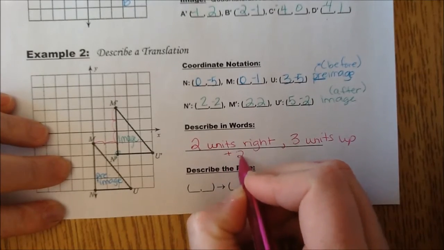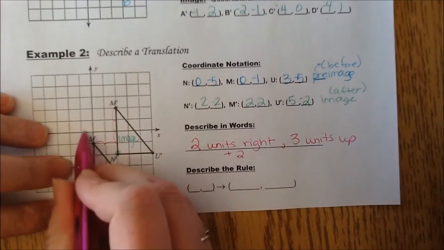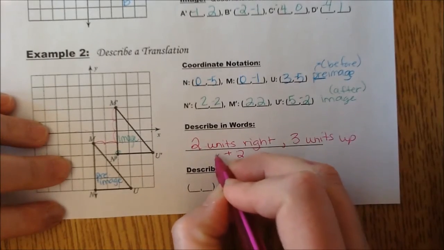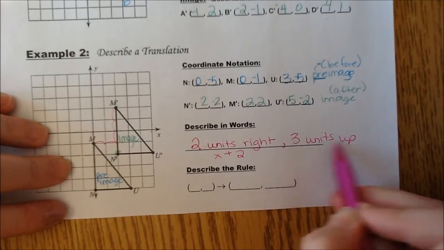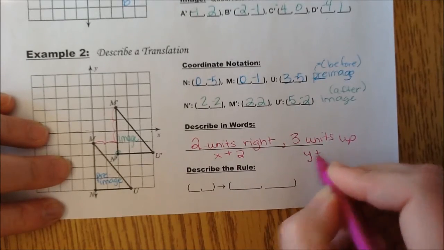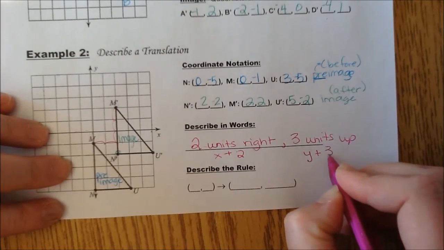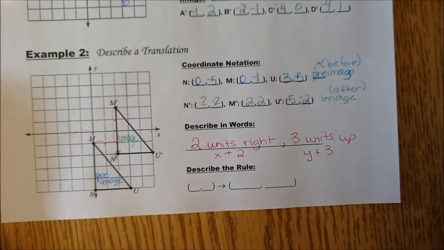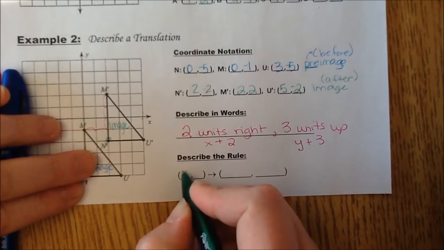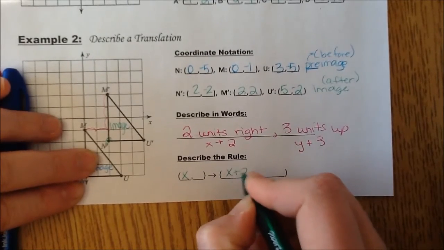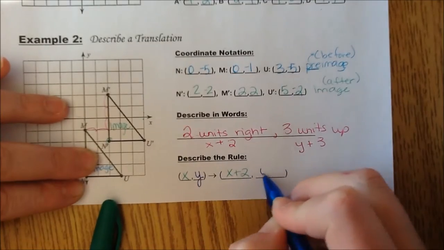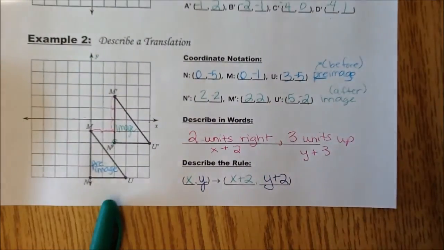Which if I was writing a rule, this would be plus 2 because I'm going to the right. Remember, I'm going towards the positive. And if it's right, I know that's X. And I'm going up, so I know that's Y, and I'm adding 3 units. So green and dark blue. I have X, X plus 2, my y plus 3.